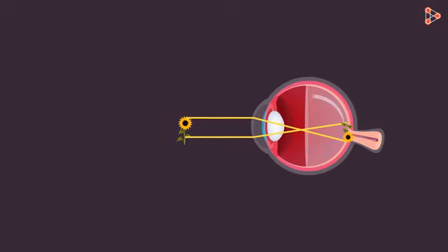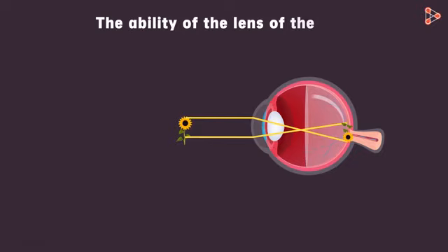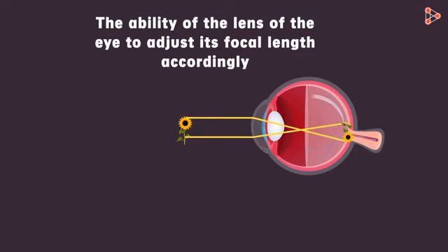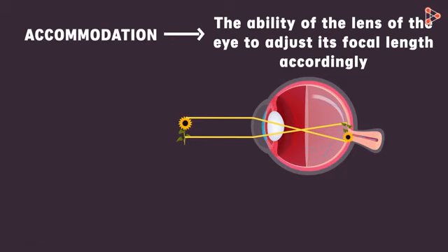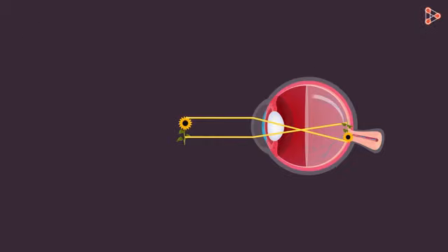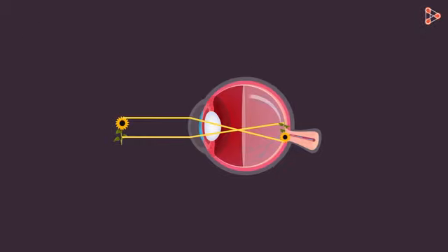By adjusting its shape, the lens makes sure that the image is always formed on the retina only, not in front or behind the retina. The ability of the lens of the eye to adjust its focal length accordingly is called accommodation. Now obviously, there is some limit to which the lens can increase or decrease its focal length. One of the cases is when the object is too close to the normal eye.